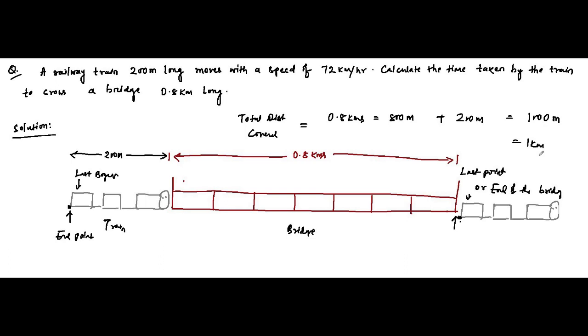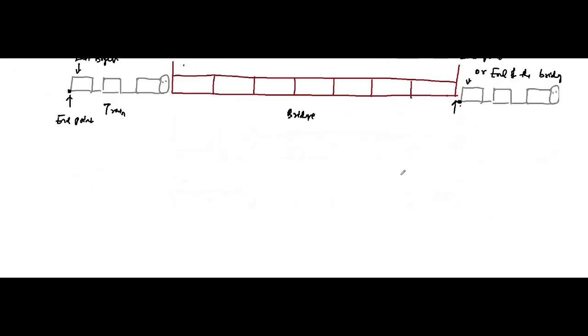Okay, now the speed of the train is given in kilometers per hour. So it is best that we convert it into meters per second. 1000 by 60 into 60 meters per second. So it is coming around 20 meters per second.